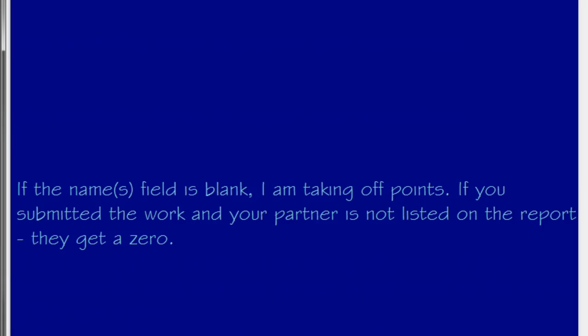Next thing I need to talk about. If the name field is blank, then I'm going to take off points because you didn't put your name on your work. Also, if you worked with a partner and your partner's name is not on there and you submitted it and it doesn't have their name on it, they are going to get a 0. So please take some time to fill out the name blank.